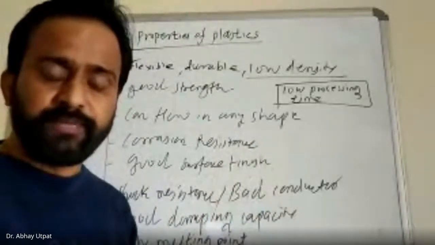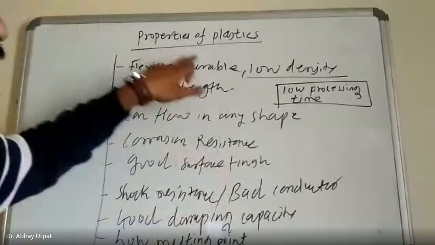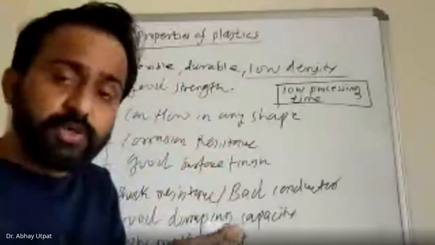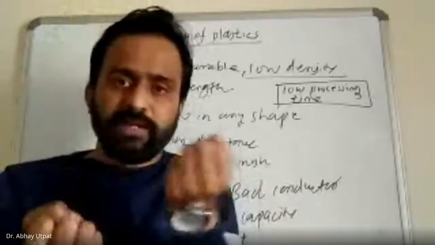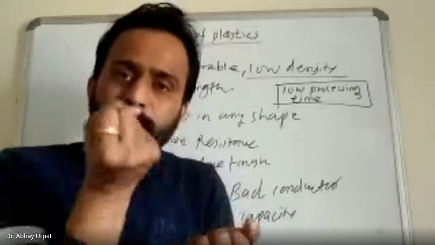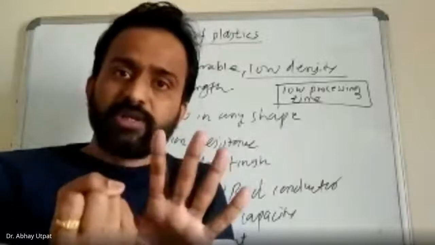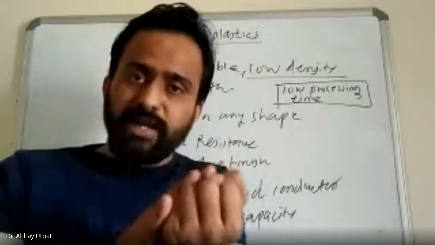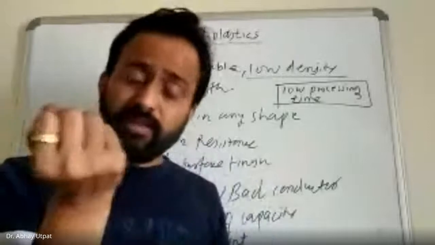So I will repeat, you have told these properties. It is flexible, durable, low density, good strength, weight to strength ratio. So if you take metal and if you take plastic, suppose a metal part having 1 kg has some strength. And if you take a plastic part of the same shape, its weight may be 100 grams only. Here 1000 grams and here 100 grams. So what strength is this 1000 gram metallic component giving? Not exactly the same, but a little less strength is given by only a 100 gram component of plastic.